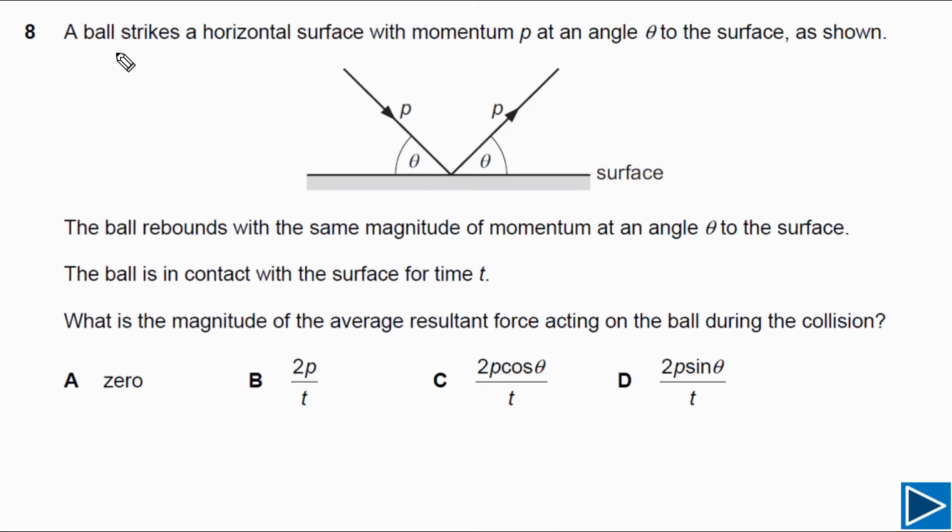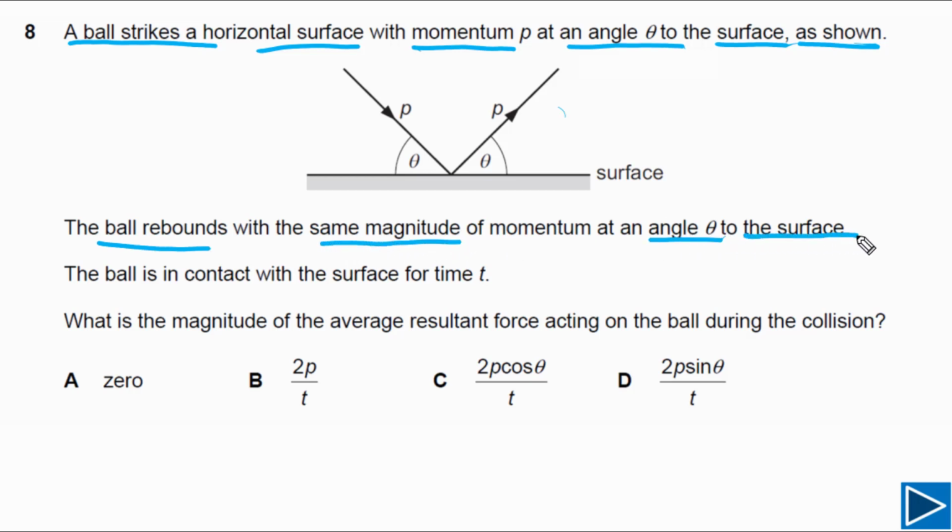For question number 8, it is given that a ball strikes a horizontal surface with momentum P at an angle theta to the surface, as shown in this figure. The ball rebounds with the same magnitude of momentum at an angle theta to the surface. The ball is in contact with the surface for time t. We need to find the magnitude of the average resultant force on the ball during the collision.